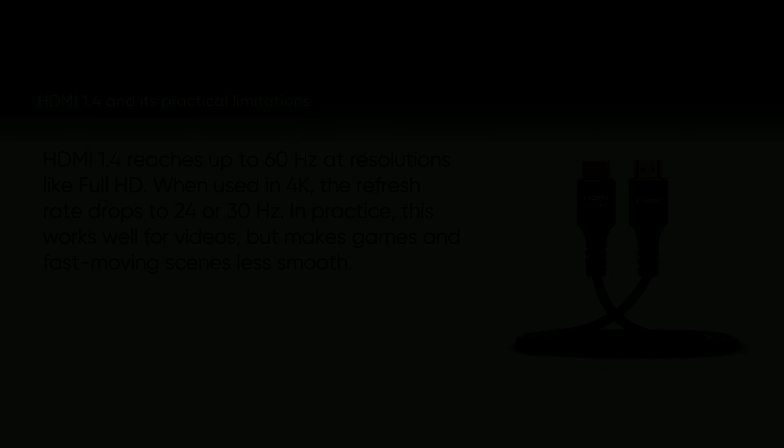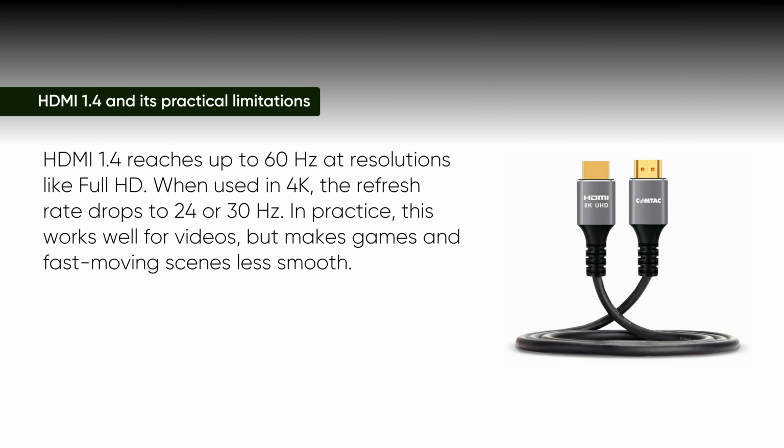HDMI 1.4 and its practical limitations. HDMI 1.4 reaches up to 60 Hz at resolutions like Full HD. When used in 4K, the refresh rate drops to 24 or 30 Hz. In practice, this works well for videos, but makes games and fast-moving scenes less smooth.